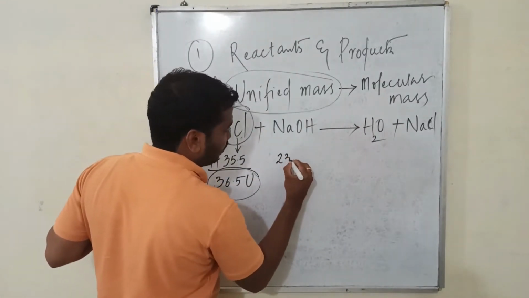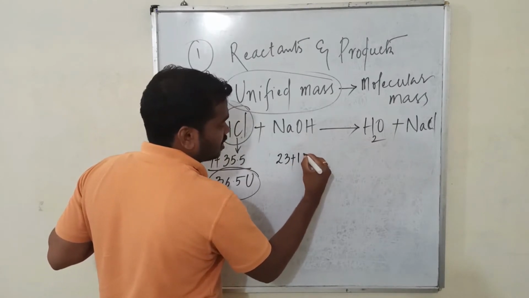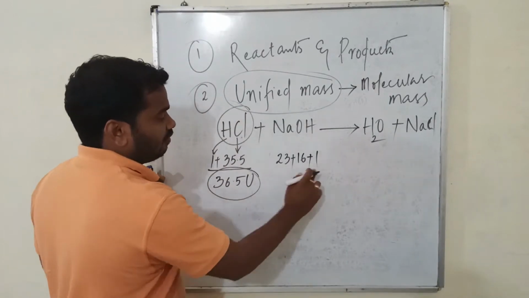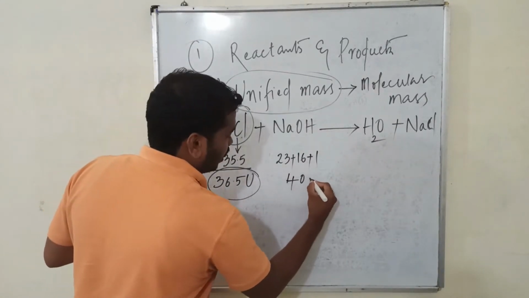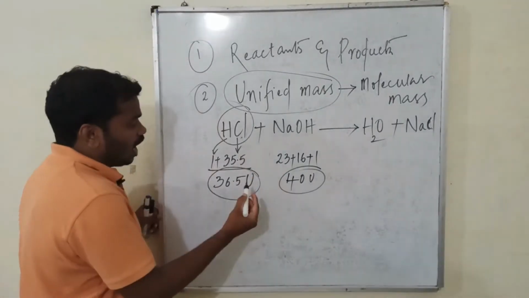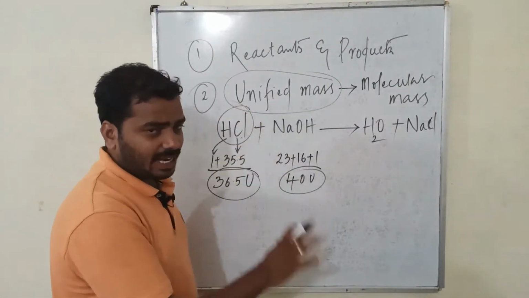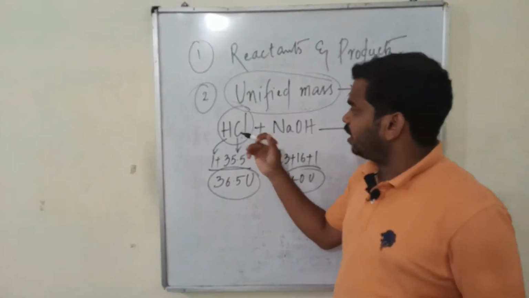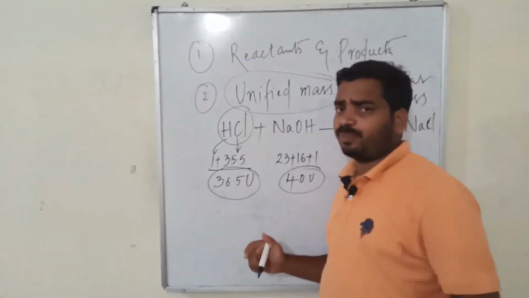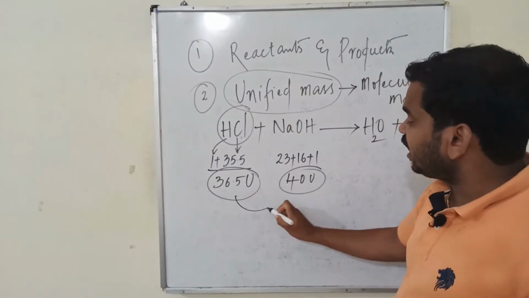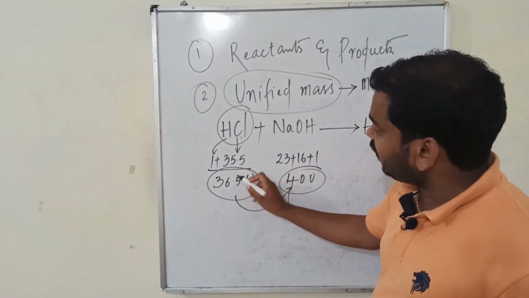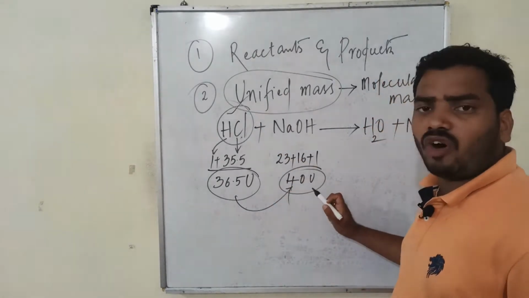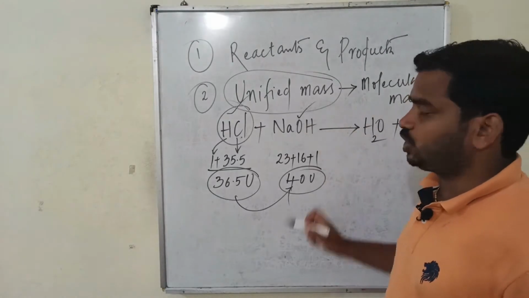You see, it's 23 plus oxygen's mass is 16, and hydrogen is 1. 24 plus 16, it would go to 40 units. Remember, relative. The second point I wanted to convey to you, the second information which you get from the equation, is the relative masses. When 36.5 unified mass of HCl is taken, it would react with 40 units of NaOH.